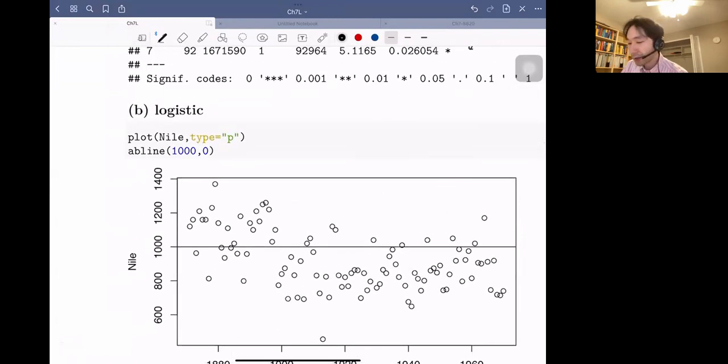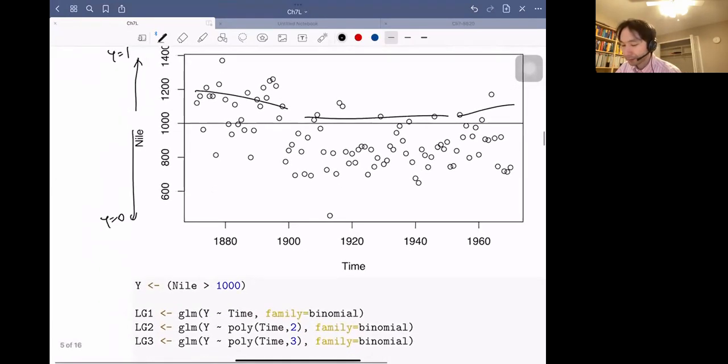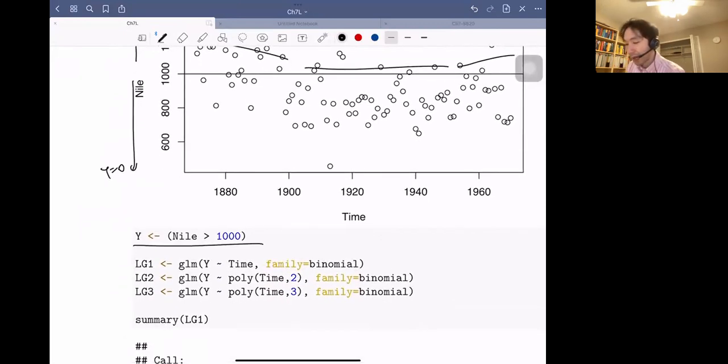And another one is logistic regression. We see what's the probability that the water level exceeds 1000. So this is y equal to 1, and here y is equal to 0. And we fit logistic regression. So probability is higher here and slightly higher here, maybe flat, I'm not sure. We define y as Nile water level is more than 1000, and we fit GLM. Remember that we have to set family equal to binomial. If we drop this, the GLM is the same as LM.